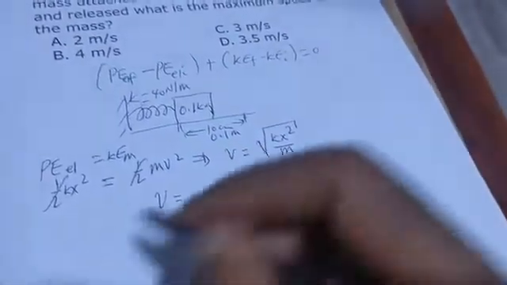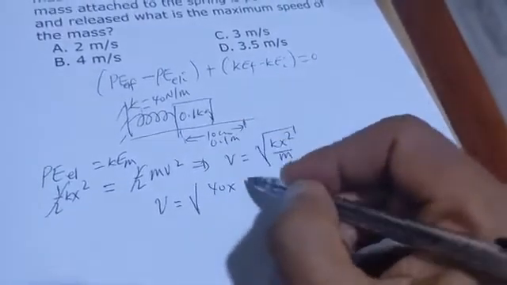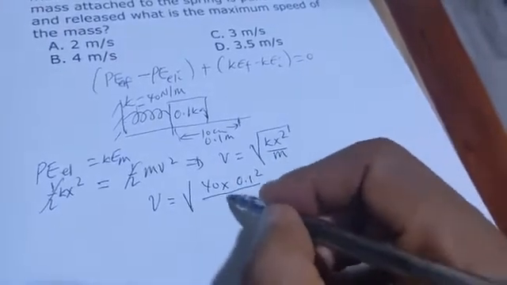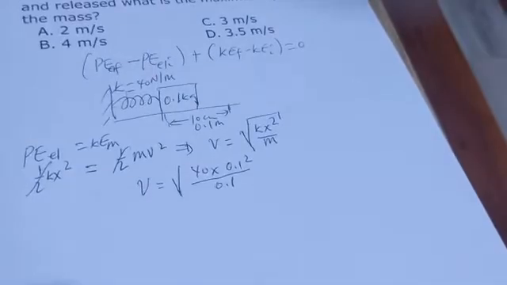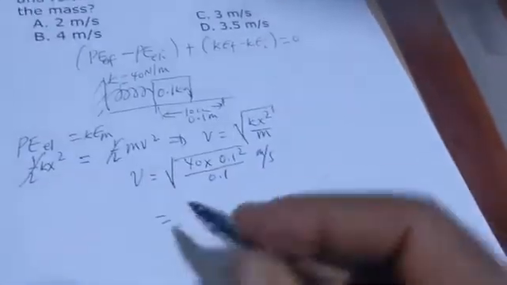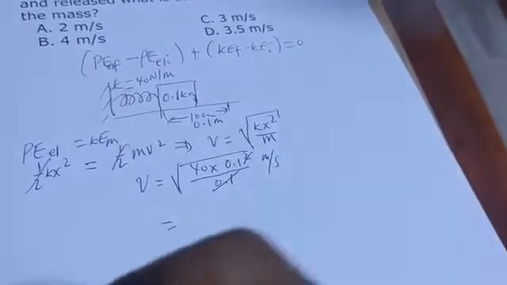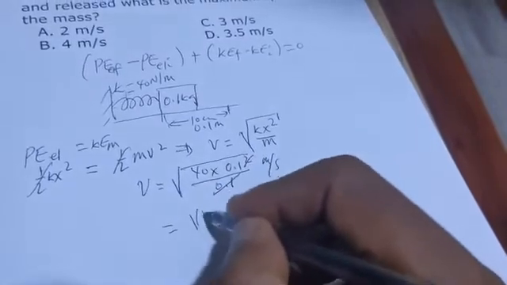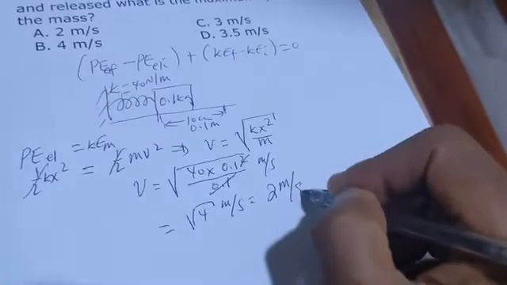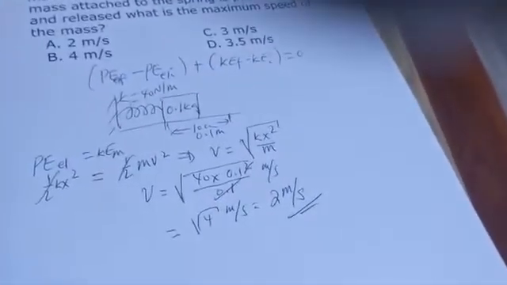Then V is equal to the root of K, which is 14, times x, which is 0.1, squared, over the mass, which is 0.1. This is in meter per second. One of these cancels, and this is the root of 4 meter per second, which is 2 meter per second. So the answer for this question is 2 meter per second.